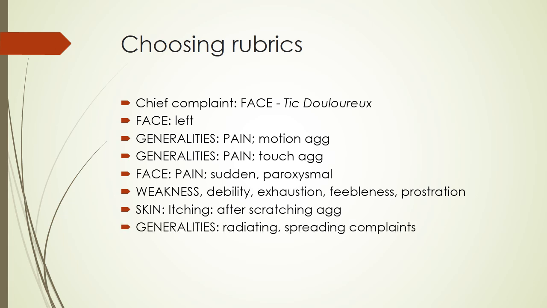Generalities, radiating, spreading complaints. See, this is a very general symptom. I have not tried to use any symptom which is going to be a particular, because as we saw, it helps to use generals before we start using particulars. That's the beauty of the system evolved by Bonninghausen. And the last one, of course, is mind despair, which I told you will be used only later at the confirmatory stage. So the next slide will show you the analysis as it shows up in a computerized repertory.